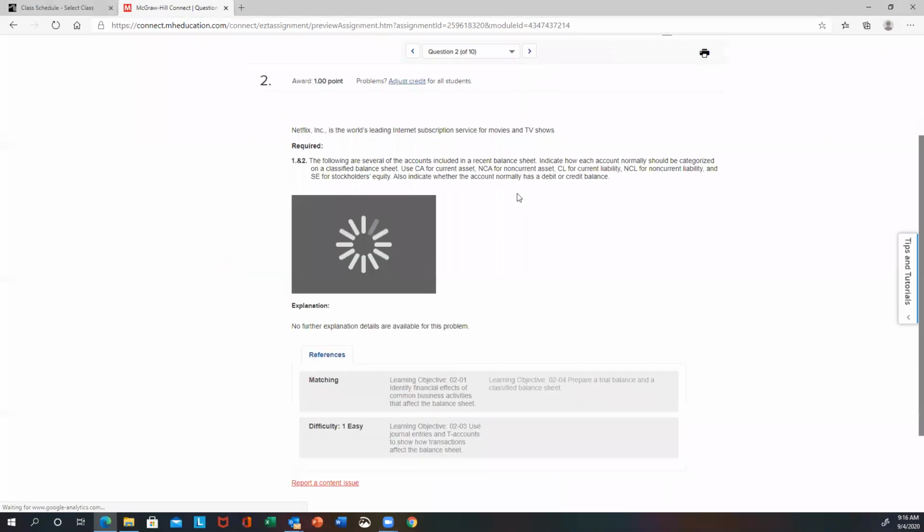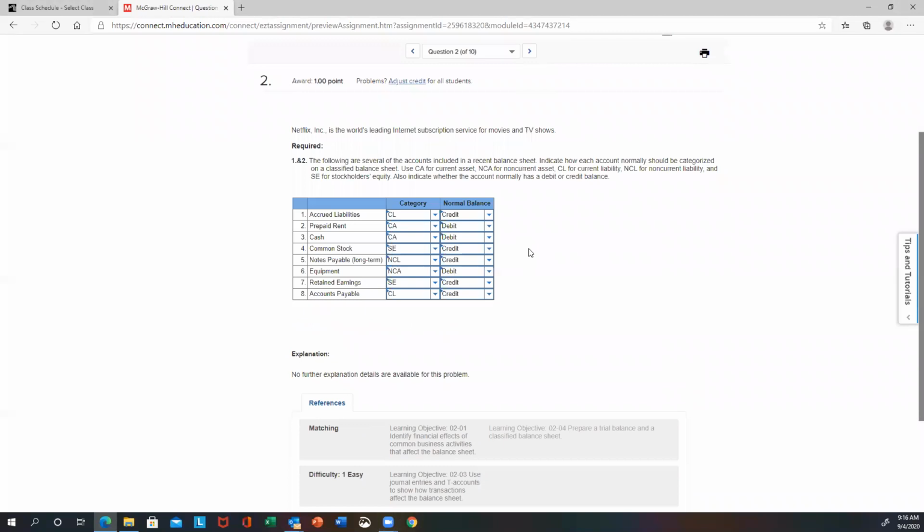Let's check out problem number 2. And on this one, they want you to categorize the different accounts and then say if it's got a normal balance. And so I'll walk you through these. So the first one, accrued liabilities. Usually accrued liabilities would be a current liability. Most of the time you're accruing them to be paid the next month. And of course, because it's a liability, it's got a credit balance.